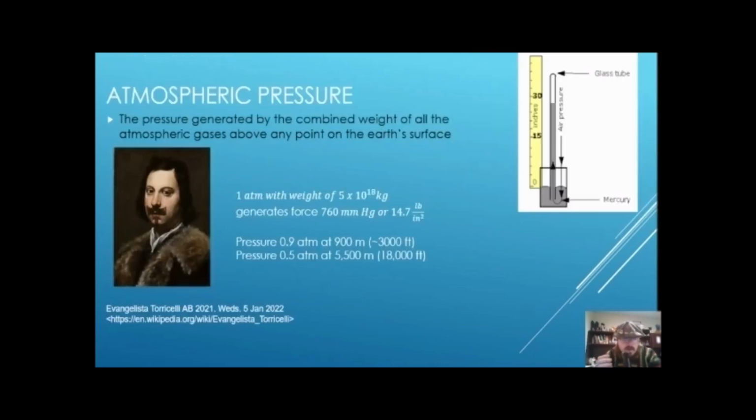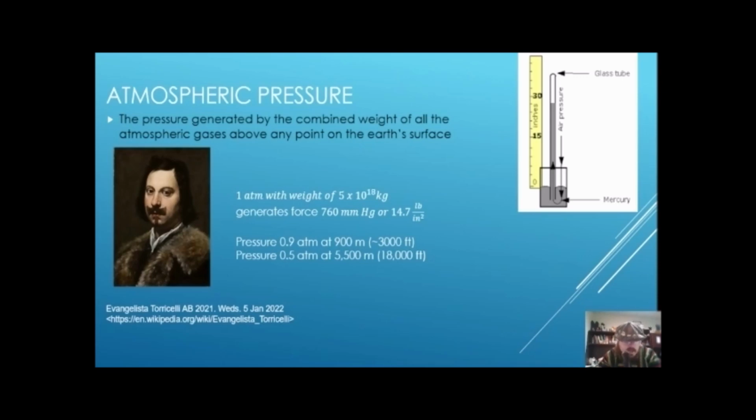Now, when we combine the weight of all these gases, if we take an imaginary column of gas and stretch it up all the way to the end of the ionosphere, and we weigh that gas, it will generate a pressure pushing down on the Earth. Now, this pressure is the atmospheric pressure. By definition, the atmospheric pressure is the pressure generated by the combined weight of all the atmospheric gases above any given point on the Earth's surface.